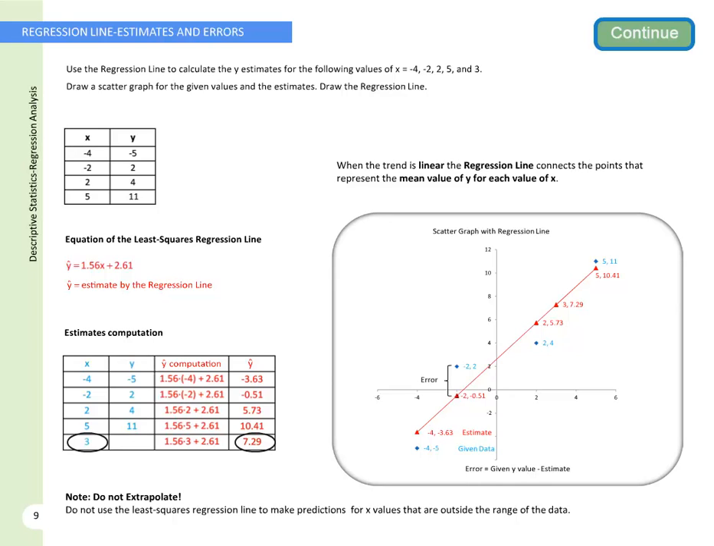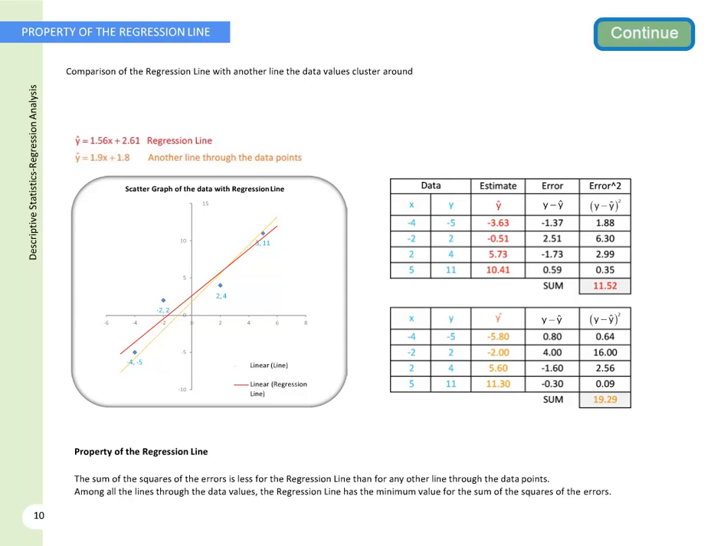Estimates based on the regression line are calculated for the given x data values. The difference between a given y value and the estimate of y, based on the regression line equation, is called error. You can see on the graph the given y values along with the y estimates, based on the regression line equation. I want to compare the regression line to another line through the data points.